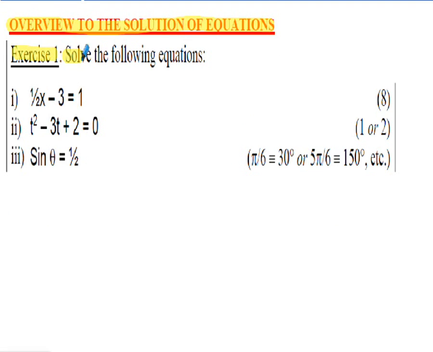Exercise 1. We're asked to solve the following three equations. Part 1. We've got a half of x minus 3 is equal to 1. This is a simple equation which we solve by transposing for x. Part 2, we're asked to solve the equation t squared minus 3t plus 2 is equal to 0. This is a quadratic equation in terms of t, which we can solve using factorization or the quadratic formula. In part 3, sine theta is equal to a half. This is a trigonometric equation we need to solve for angle theta.